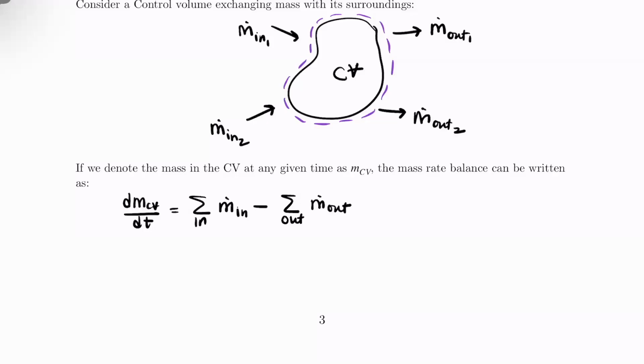We can also write this in terms of the convention i and e, so inlet and exit. So we can also write this as dm_CV/dt is equal to the sum over inlets of m dot i minus the sum over exits of m dot e.